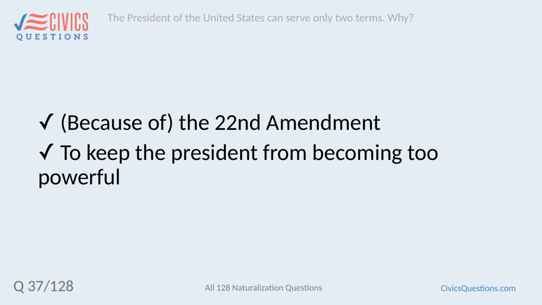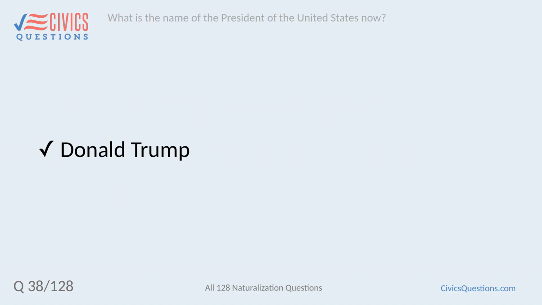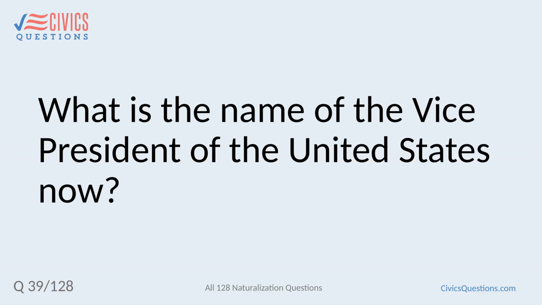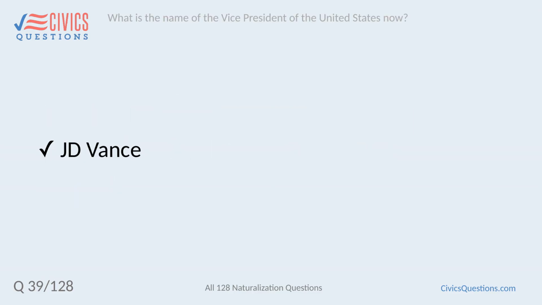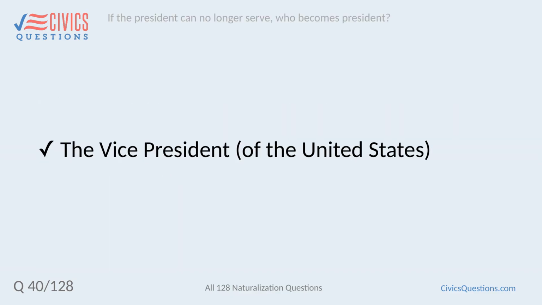Because of the 22nd Amendment, to keep the President from becoming too powerful. What is the name of the President of the United States now? Donald Trump. What is the name of the Vice President of the United States now? J.D. Vance. If the President can no longer serve, who becomes President? The Vice President of the United States.